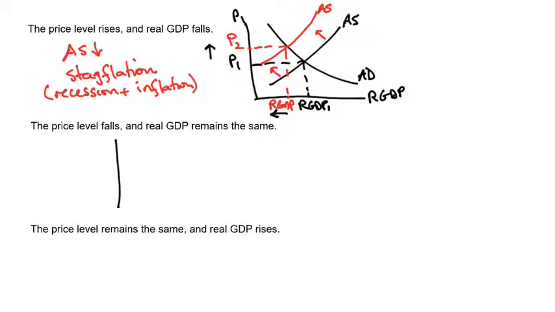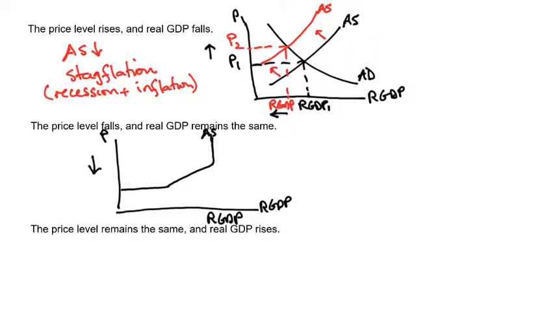Okay, so it looks like we need to add more to our graph. To do that, I want to include the 3 ranges of aggregate supply, not just the upward sloping portion, but all the Keynesian, intermediate, and vertical portions of the aggregate supply curve. Always remember we have real GDP here and the price level here. So what happens? The price level falls and real GDP remains the same.